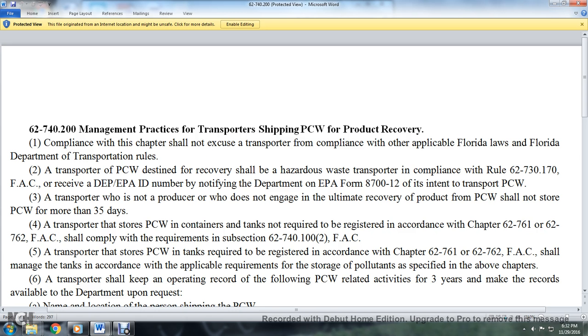The transporter who is not engaged in the ultimate recovery of the product or petroleum contact water shall not store the petroleum contact water for more than 3 to 5 days.